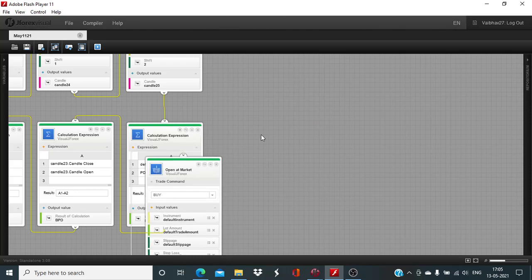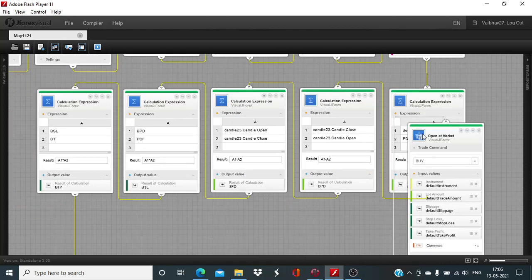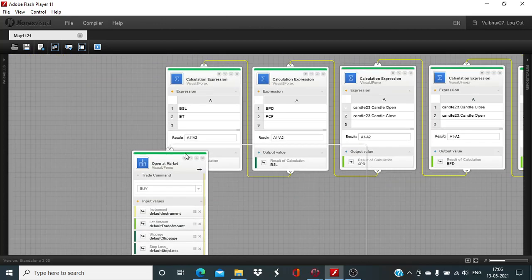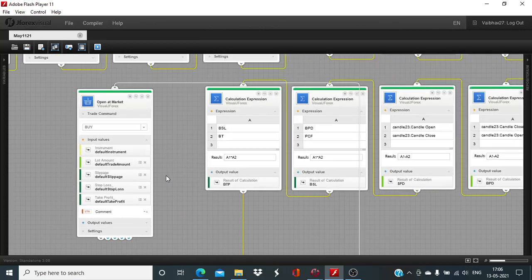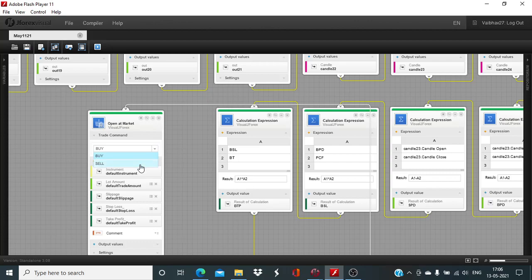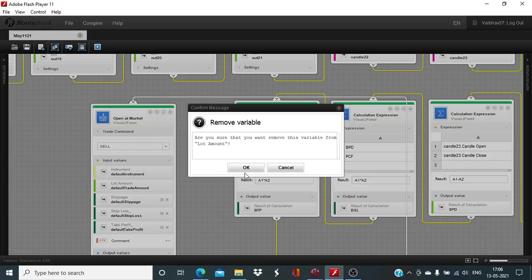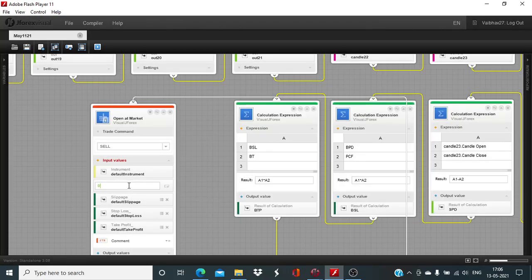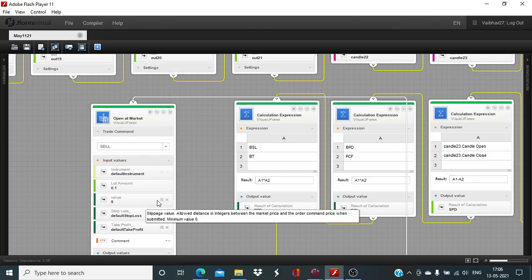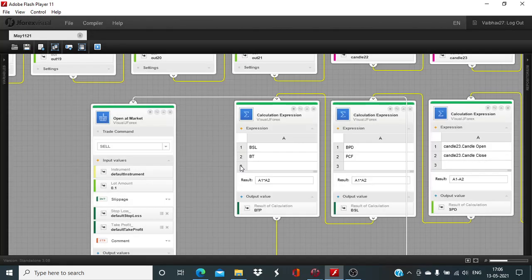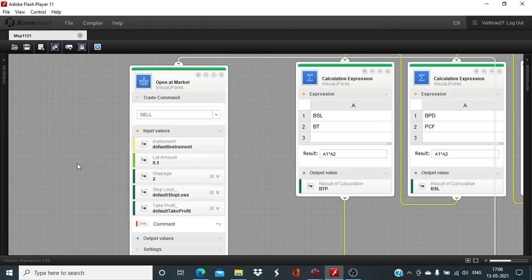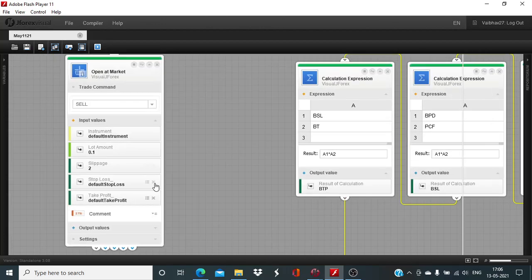As was the case with the buy trade, we will keep the stop loss and the target price dynamic. This needs to be changed to sell. Trade amount I will keep at 0.1 million. Default instrument will remain as it is. Slippage will be changed to 2 pips. Stop loss and target price needs to be defined afresh.